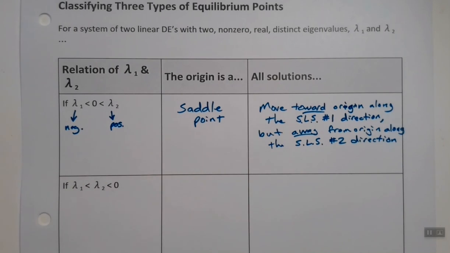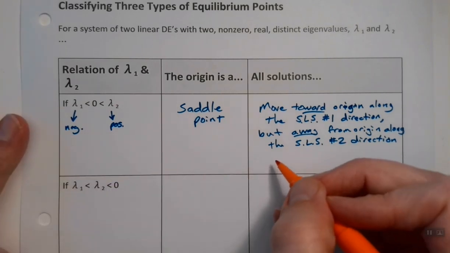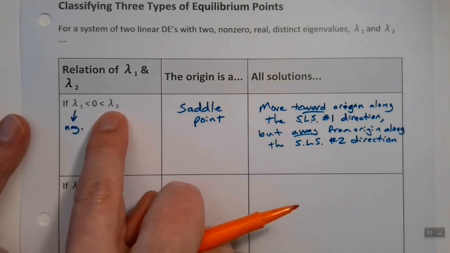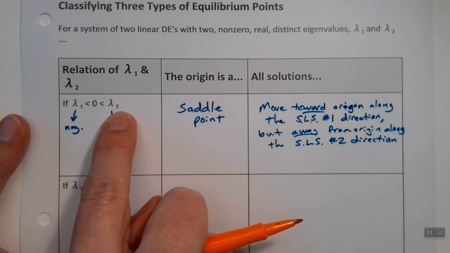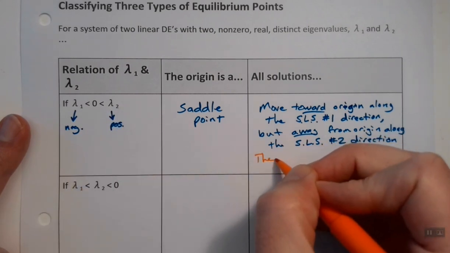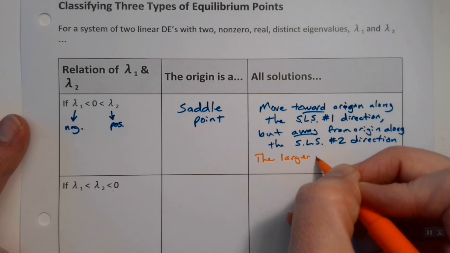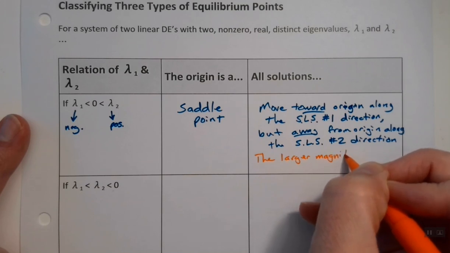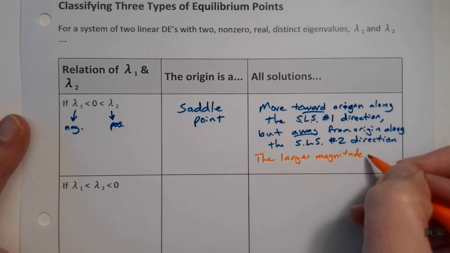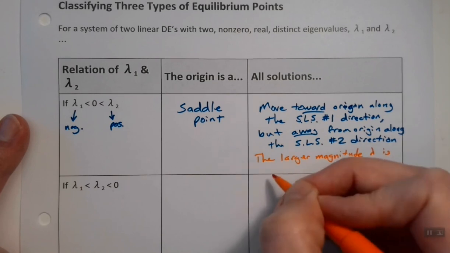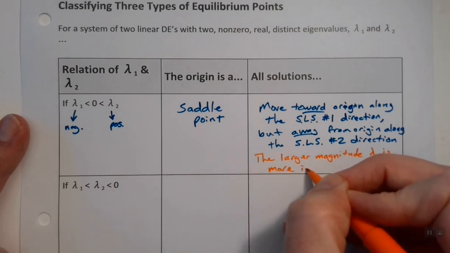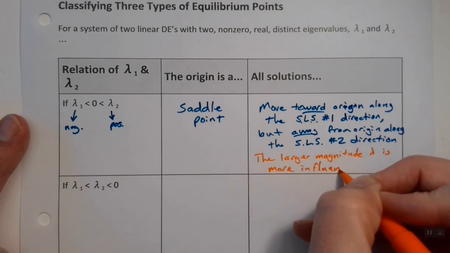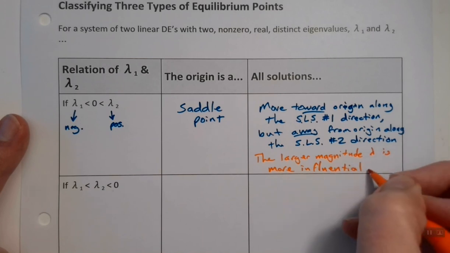And the key here, and I'll add this in a slightly different font color to make it clear, is that since we don't really know anything about the size of lambda 1 and lambda 2, we don't know which one is bigger, but we could say the larger magnitude lambda is more influential on the plane.